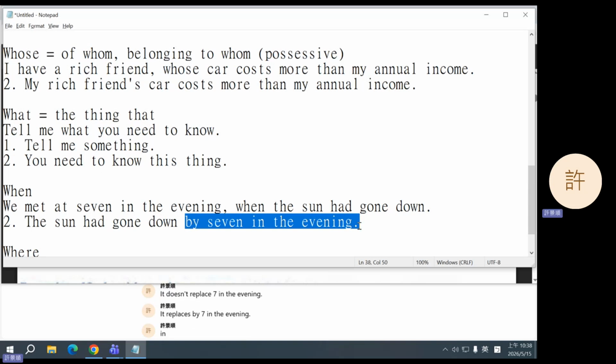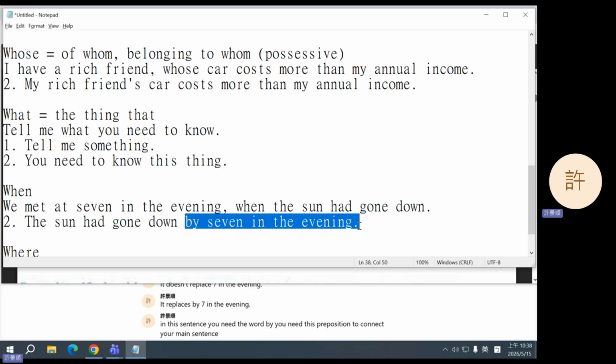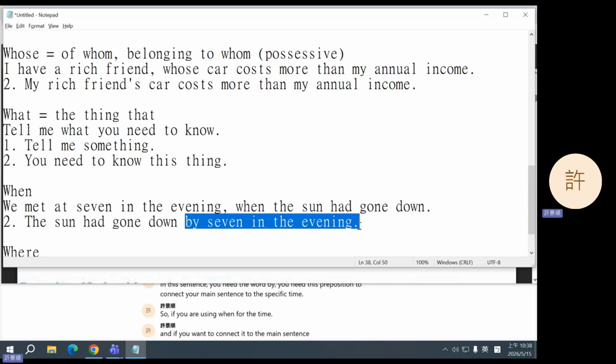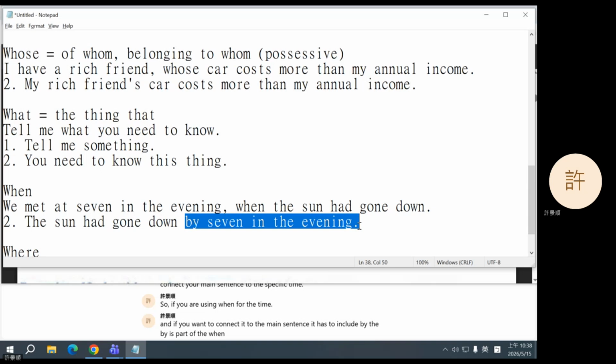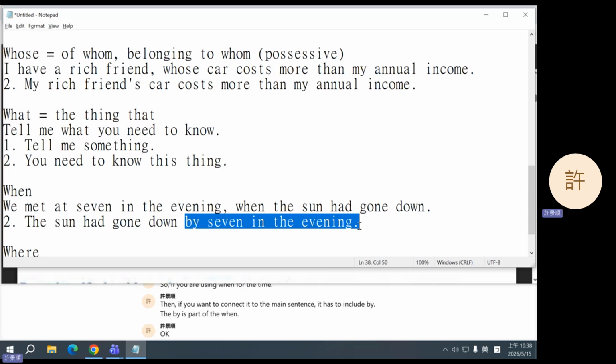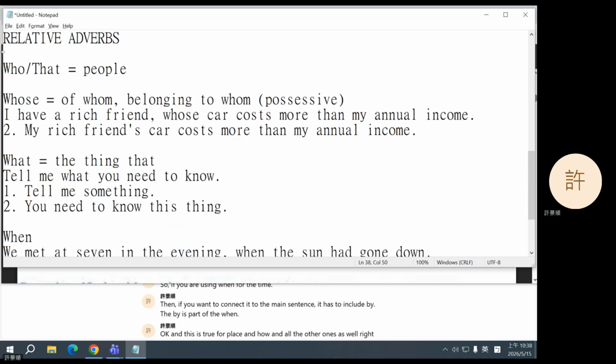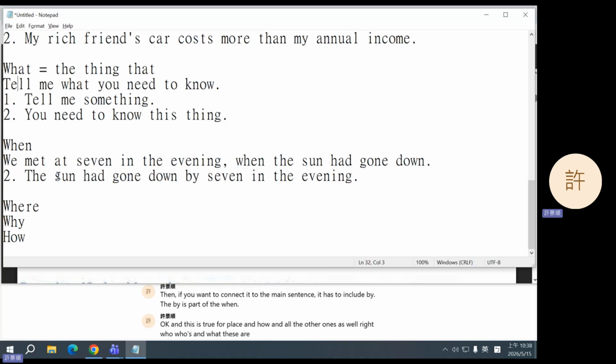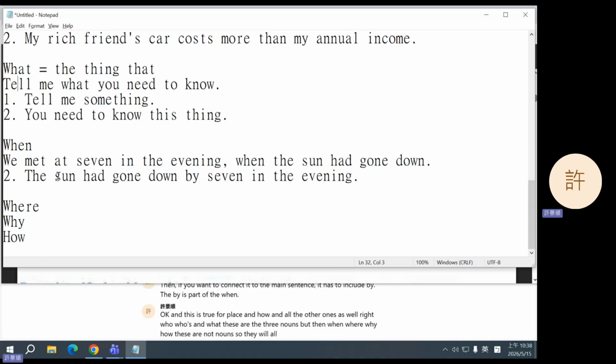In this sentence, you need the word by, you need this preposition to connect your main sentence to the specific time. So if you are using when for the time, then if you want to connect it to the main sentence, it has to include by. The by is part of the when. Okay? And this is true for place and how and all the other ones as well. Right? Who, whose, and what, these are the 3 nouns. But then when, where, why, how, these are not nouns. So they will all include prepositions.